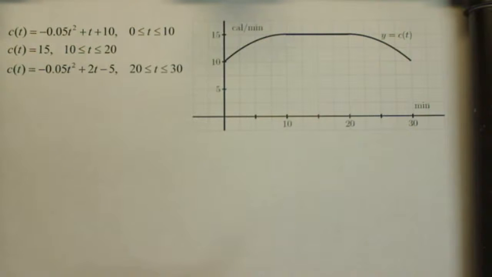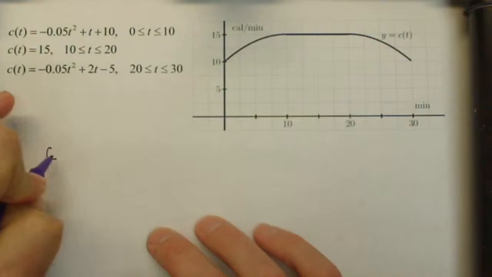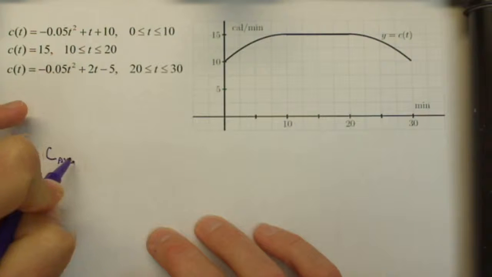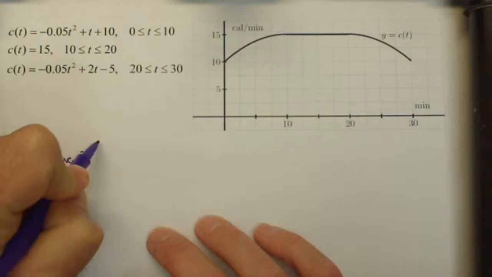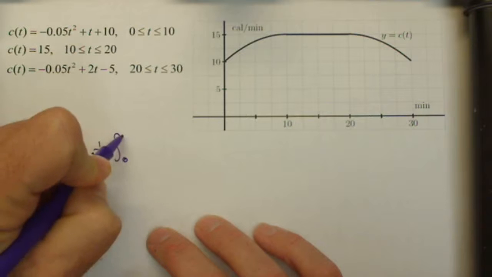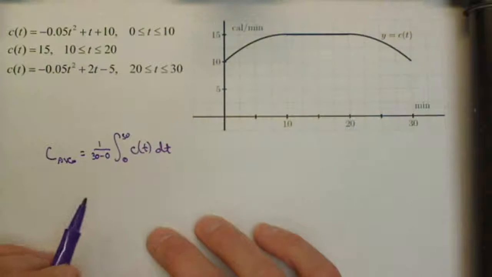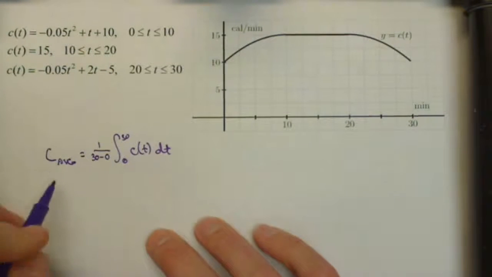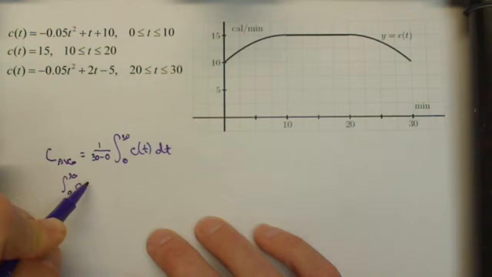Part C asks us to calculate the exact average rate that we burnt calories during this 30-minute period. So we're going to calculate the average value on 0 to 30, which, as we know from our definition of average value, is 1 over our interval, 30 minus 0, times the integral from 0 to 30 of c of t dt. Now, first, let's calculate this integral from 0 to 30 of c of t dt, talk about its meaning a little bit, and then we'll make it an average value.